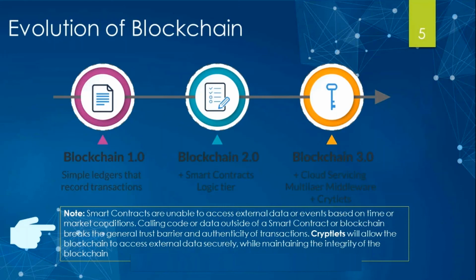Blockchain 2.0 was the next wave of blockchain, which, besides these simple distributed ledgers, also introduced a smart contracts logic tier. One of the classic examples of blockchain 2.0 is Ethereum. Ethereum is another cryptocurrency, but it is not just a cryptocurrency, it is beyond a cryptocurrency. It actually has an ability to build smart contracts.